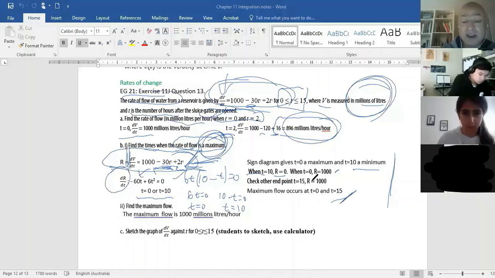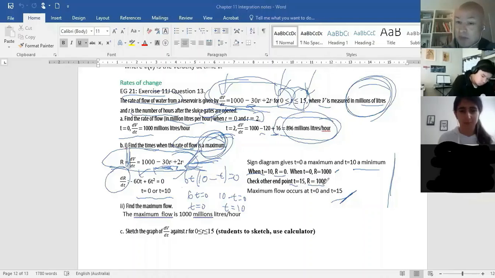Oh no, we've got to check the endpoints. That's right, because at endpoints we might have a maximum as well. At t equals 0, we already know it's a maximum. Check at t equals 15. At t equals 15, we get R equals 1,000 as well. So we've got two maximums. One is at t equals 0 and the other one is at t equals 15. Any questions there?